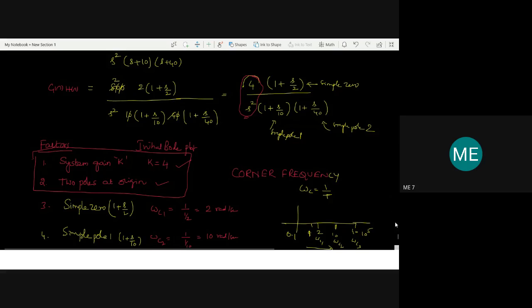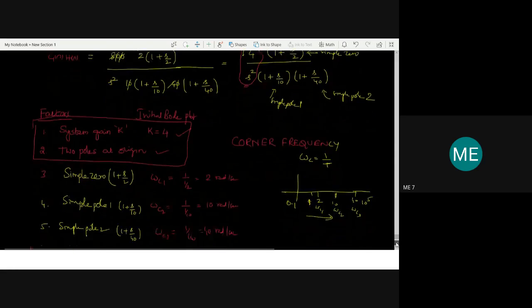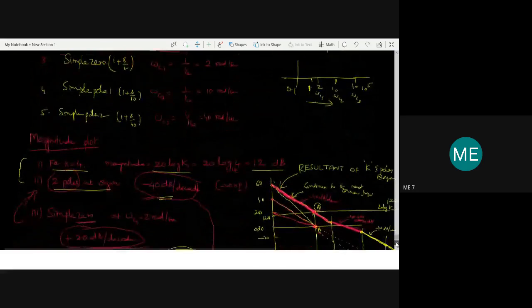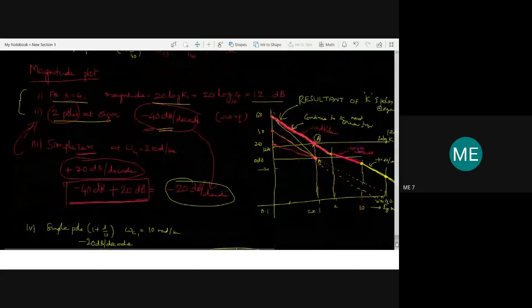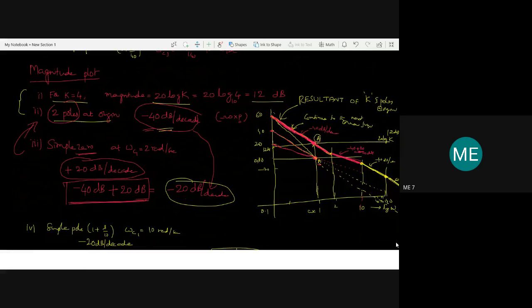Once you have written down the factors, then we need to start with the magnitude plot. The magnitude plot always starts with the initial construction of the Bode plot, which means combining the system gain K and the poles or zeros at origin. In this problem we have s squared, which means poles at origin. The zeros at origin factor is not there in this case. So we take the 2 poles at origin, and these two factors are to be combined.